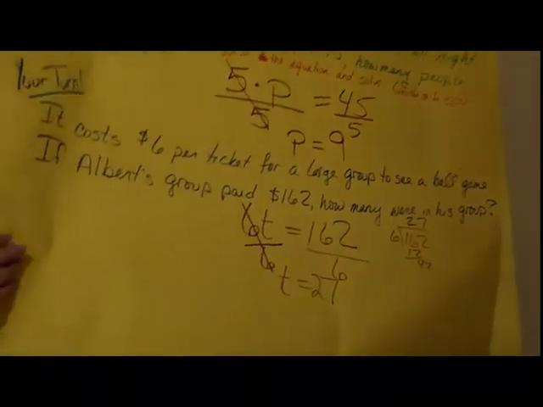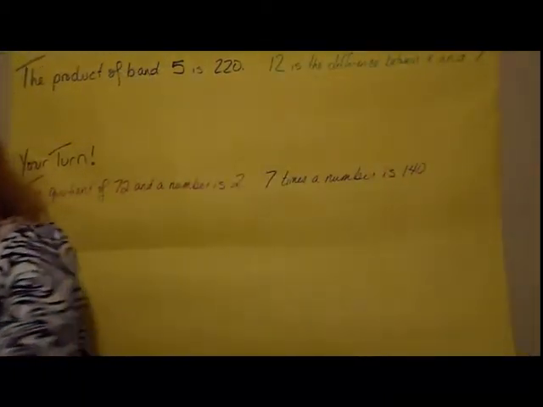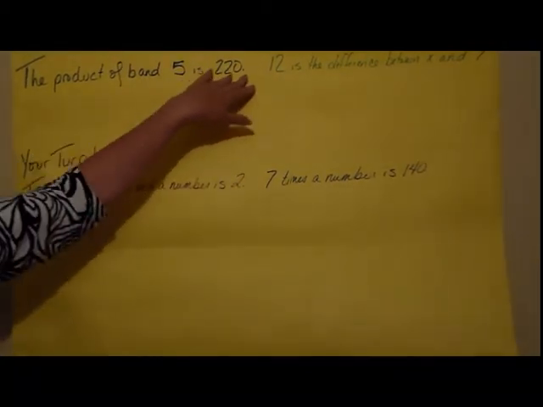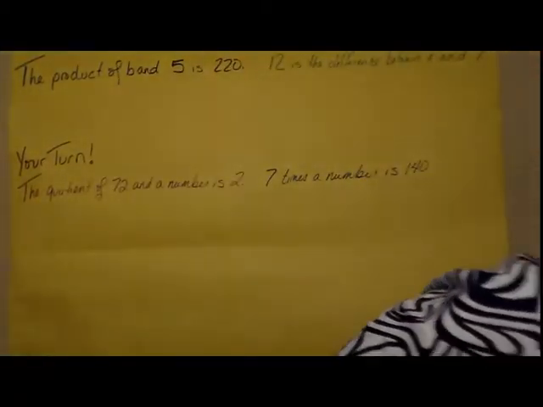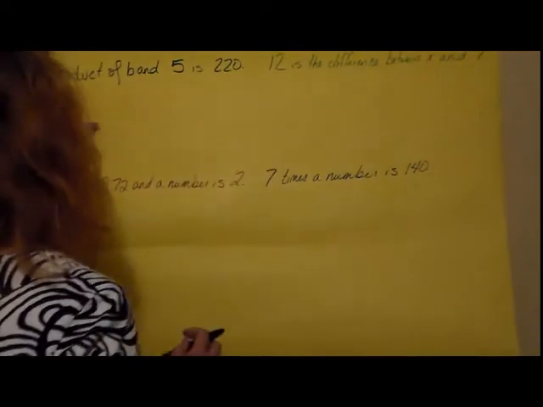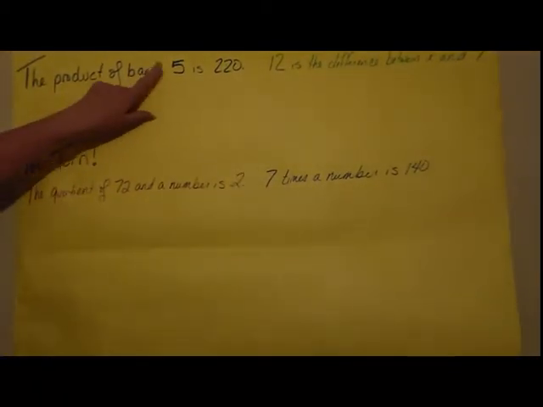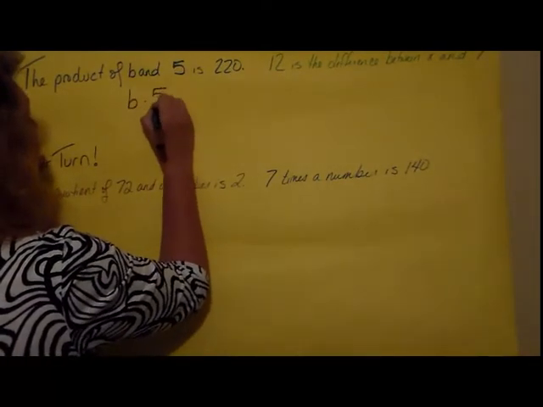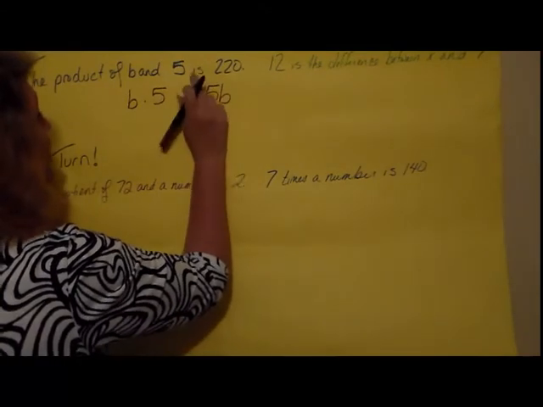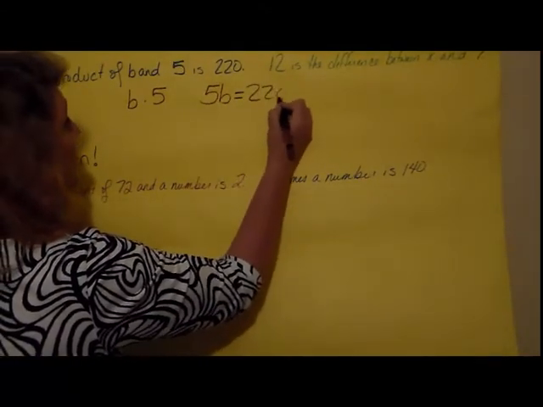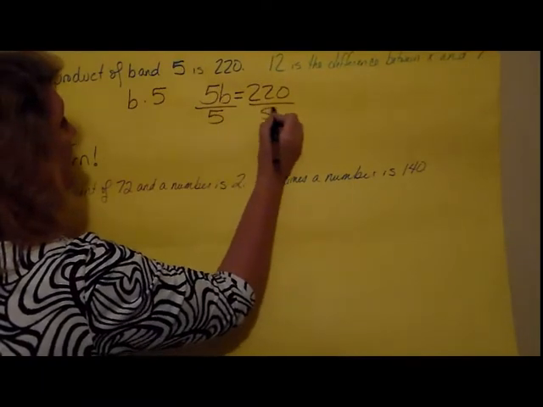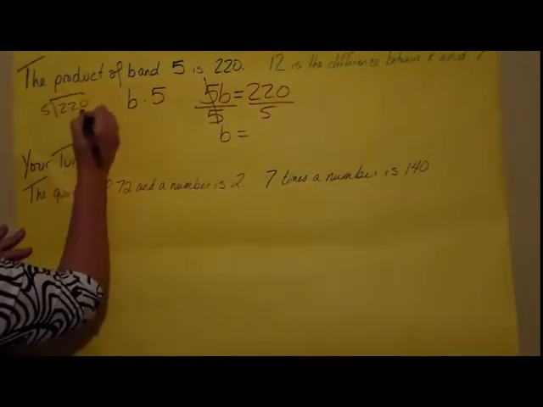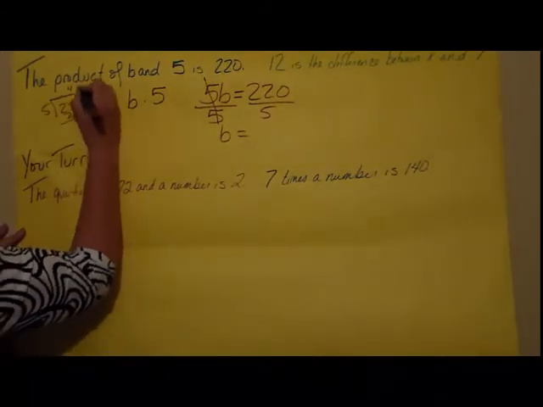Okay, we're going to go a little bit back to translating words into math now. The product of b and 5 is 220. So here we've got a multiplication problem. The product of, so we're going to multiply these together. B and 5 are the two that we're going to multiply together. So we have b times 5, or we have 5b, that's fine too, is your equal sign, 220. And I'm going to divide each side by 5, and those are going to go away, and b equals, and I've got to figure out 220: 5, 4, 20, 24, 44.